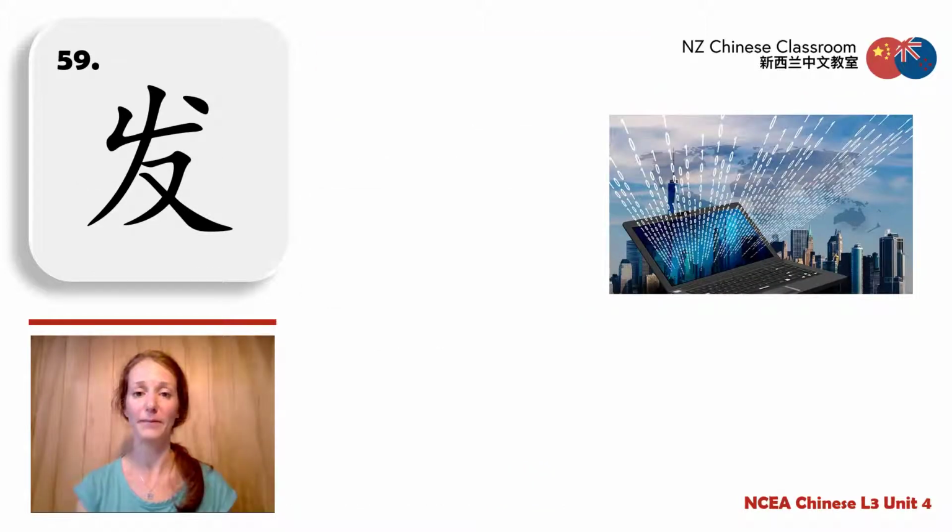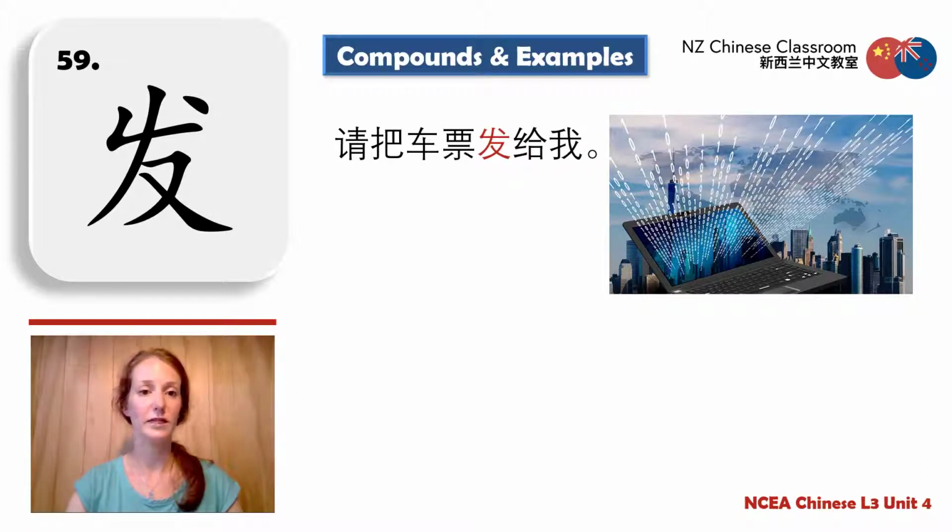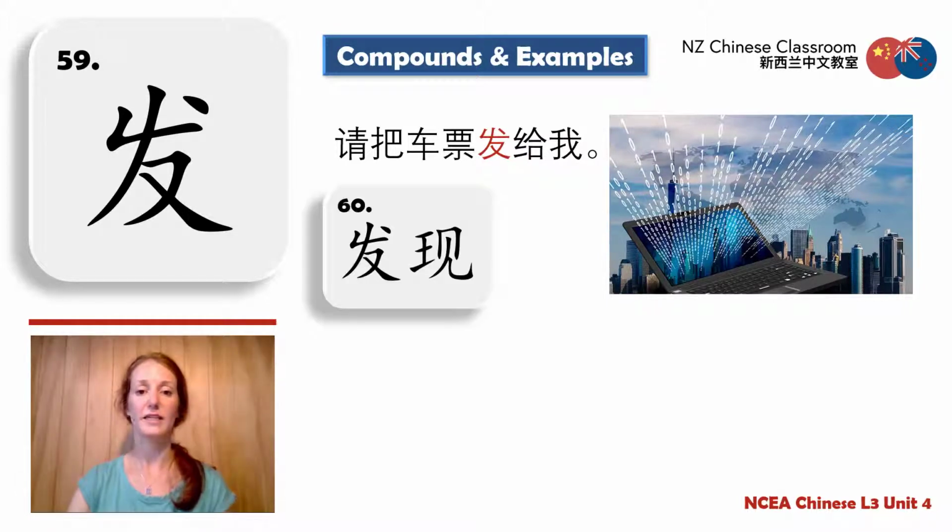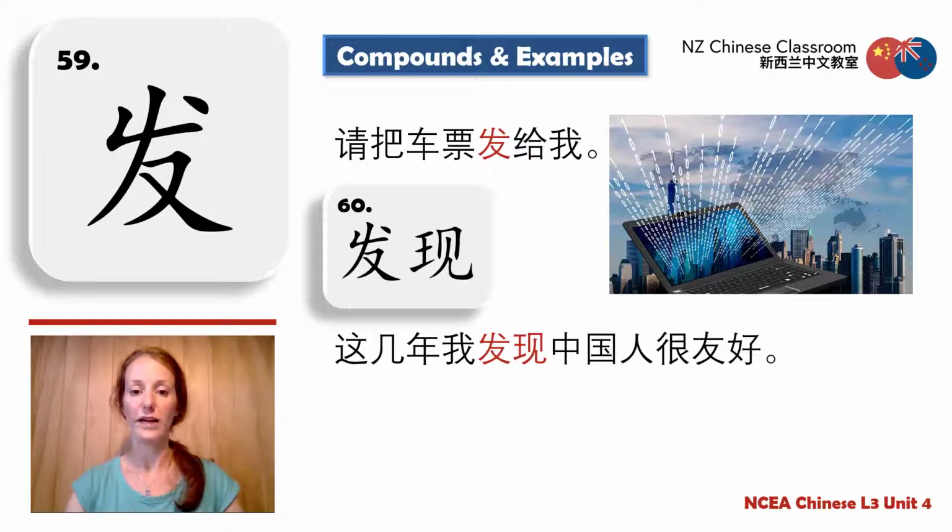All right, last word, 发. This means to send out. Okay, an example. 请把车票发给我. So please, and we're talking about the 车票, the ticket, send it to me, send it to give me. 发给我. 发现. So we're finding out, to discover something. 这几年我发现中国人很友好. So these past few years, I've discovered that Chinese people are very friendly.